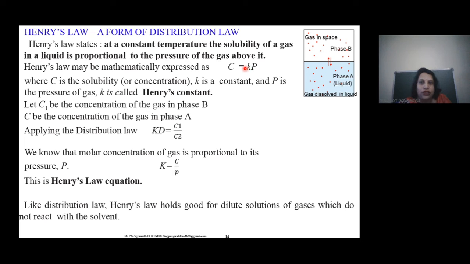K is Henry's constant. Let C1 be the concentration of gas in phase B, and C2 in A, so C1 upon C2. Now, we know that the molar concentration of gas is proportional to the pressure. K is proportional to this. So this is nothing but Henry's law. So like distribution law, Henry's law also holds good for dilute solutions of gases when they do not react with the solvent.